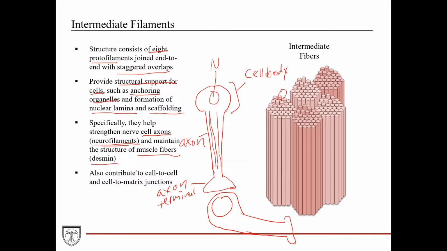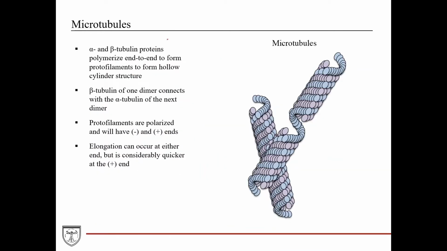And then another thing intermediate filaments do is they help contribute to cell and cell-to-matrix junctions. So if you have 2 cells being bound together like this by a junction, and then also, like we were talking about, the extracellular matrix, you can have intermediate filaments in here, and then you have connections out here as well. So the last component of the cytoskeleton we'll talk about are the microtubules.